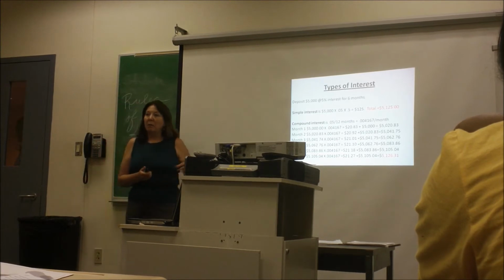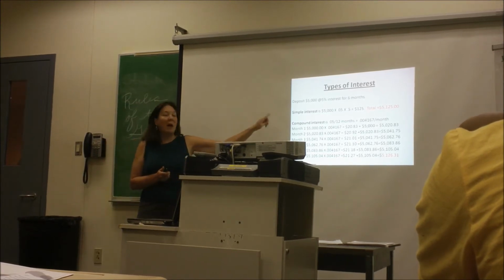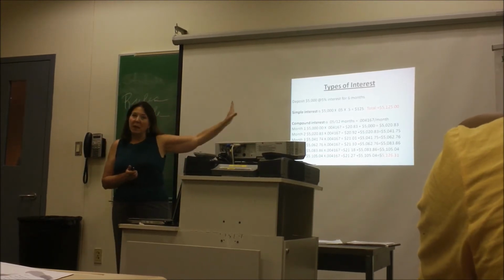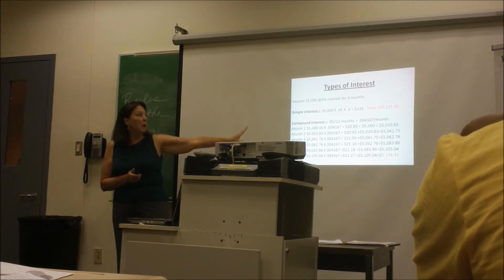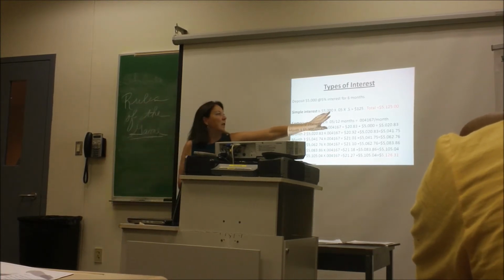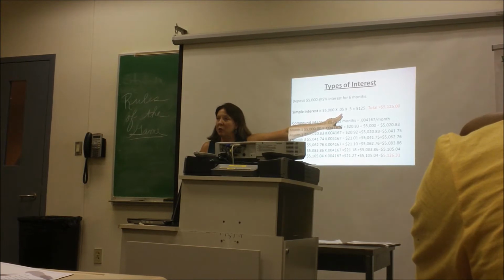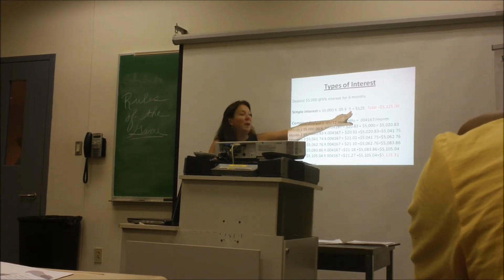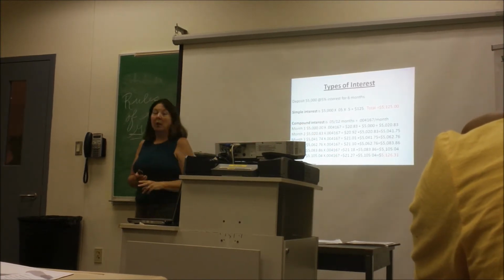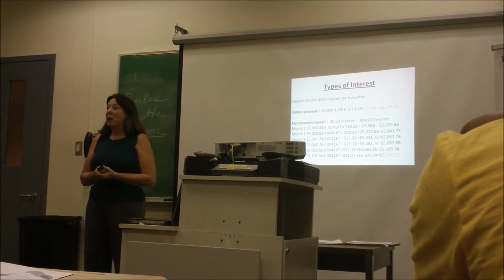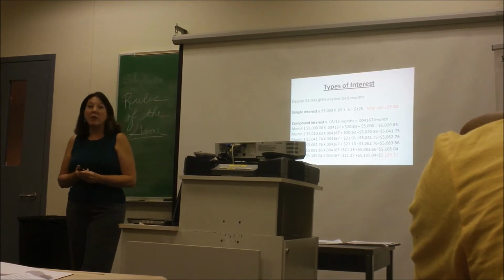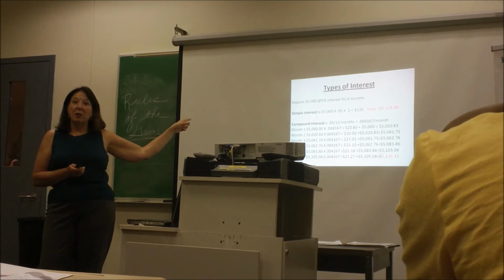An example of $5,000, 5% interest for 6 months. I did a simple calculation for you. 5,000 times 0.05 is the interest rate, times 0.5, which is a half a year, is $125 that you're going to make in interest for 6 months on that $5,000.